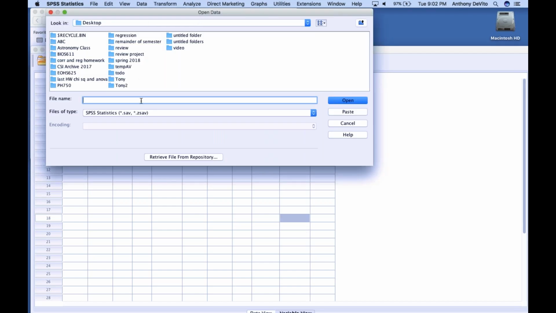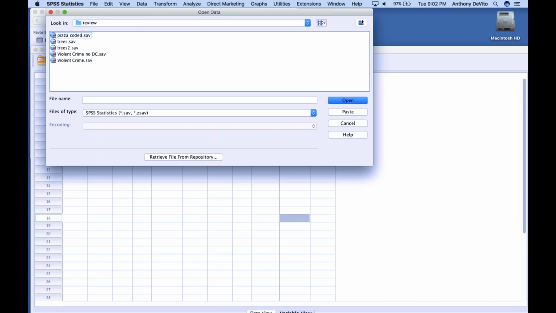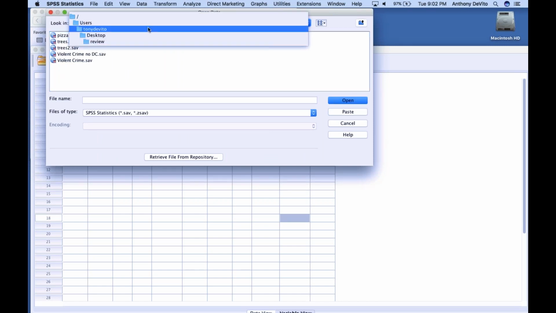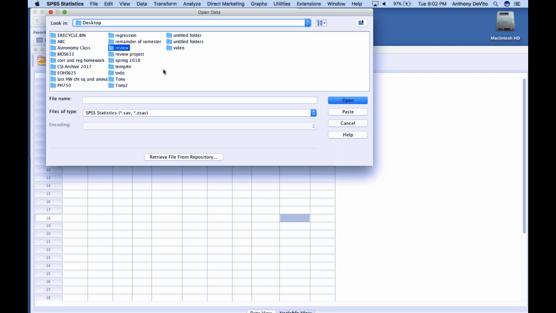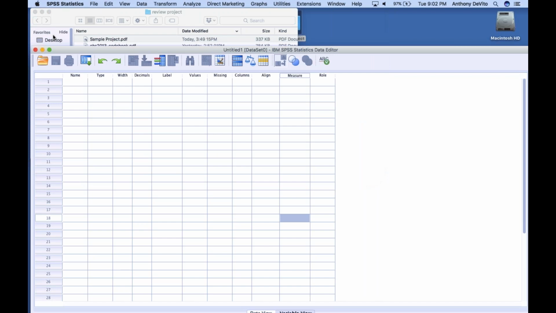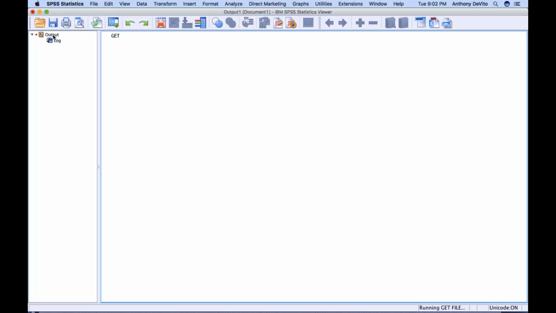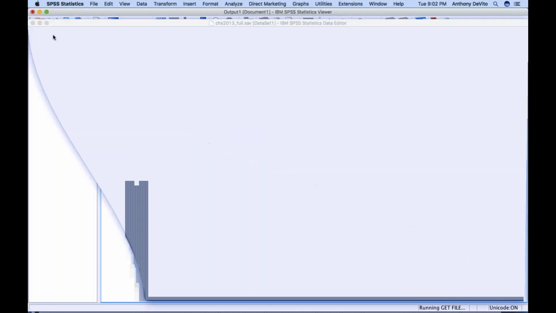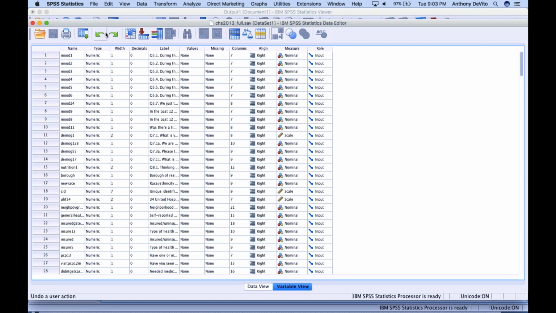Let me navigate to our desktop here and to the review folder. And here we go. Where is it? Nope, I got the wrong one. Let me see where I put this. There we go. It's in here. And here's the full data set. I'm going to double click on that and open it in SPSS. Okay, so here's our data set.